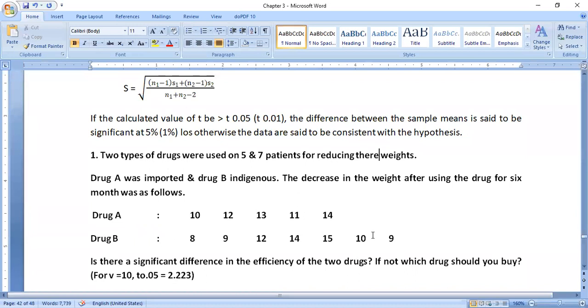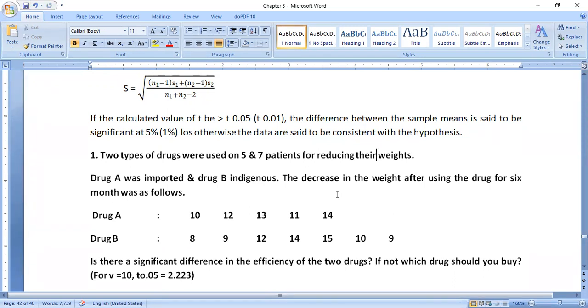I am reading the question. Two types of drugs were used on 5 and 7 patients for reducing their weight. Drug A was imported and drug B indigenous. The decrease in the weight after using the drug for 6 months was as follows.